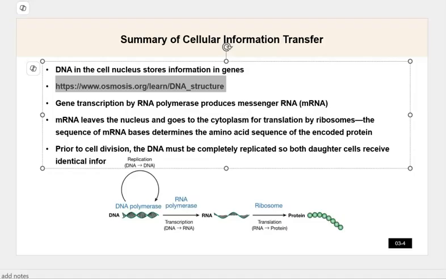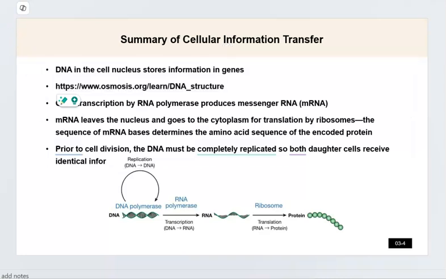That was helpful to tie in where we ended in chapter 2 into where we are now in chapter 3, and talking about some of these things. So, cellular information transfer. All right, keep moving on.